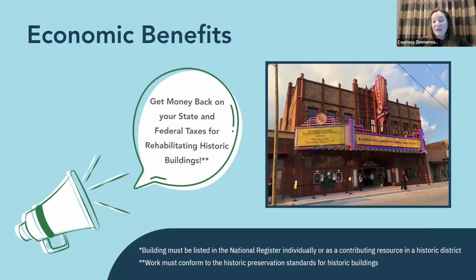Economic benefits. So as Cody mentioned, there are state and federal historic tax credits for rehabilitating historic buildings. The fine print is that the building must be listed in the National Register individually or as a contributing resource. And you also have to conform to certain historic preservation standards. So we need to clarify that if we're not sure about those things. Next.